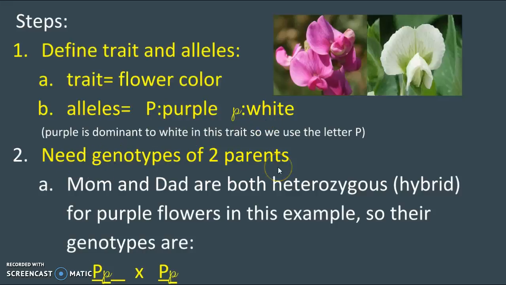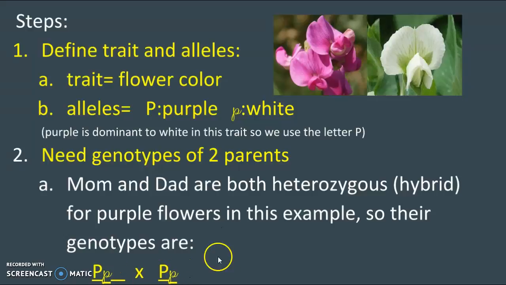We need next the genotypes of the two parents. Now this is where every problem is going to be different. So in this example, I'm saying mom and dad, both parents, are heterozygous or hybrid for purple flowers. And so their genotypes are, since they're heterozygous, hetero means different, they each have a big P and a little p. So here's one parent, and we're going to write an X showing that they're going to mate. So this is the cross, and here's the other parent. So both are heterozygous or hybrid for purple flowers. So that's how we write each parent.